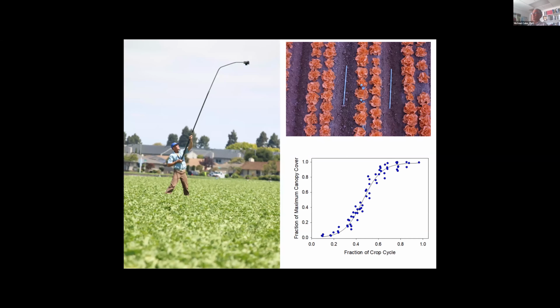One of the issues has been that for many of these different vegetable crops we grow on the Central Coast, we don't have good crop coefficients. So what we've been doing over the years is getting a sense of the fractional cover development over the season and relating that to a crop coefficient.